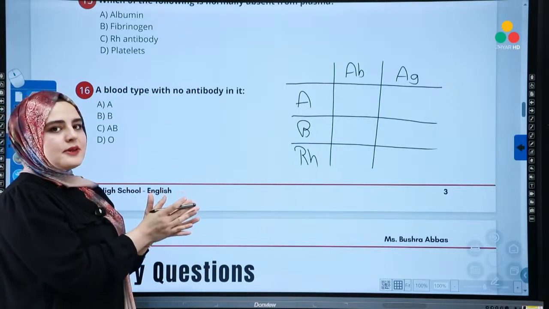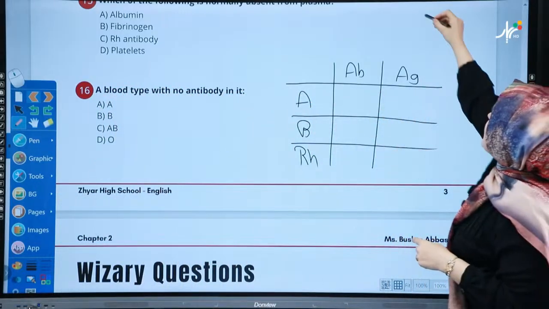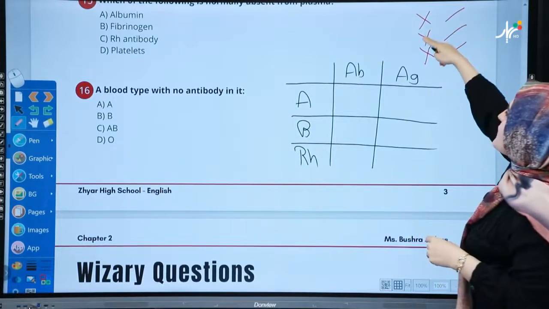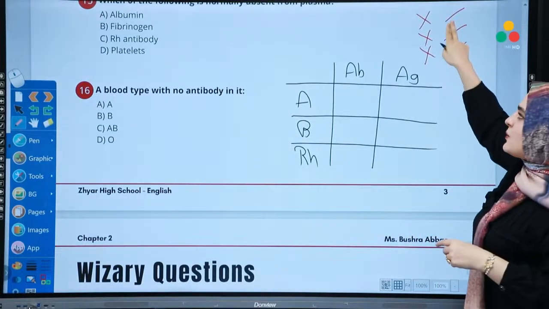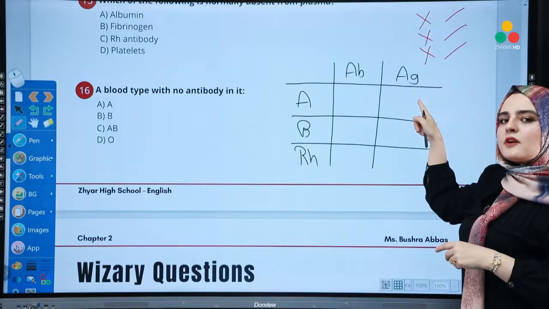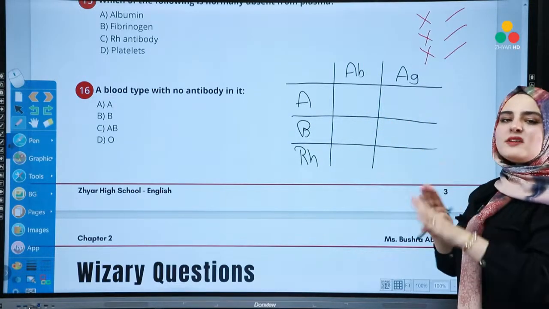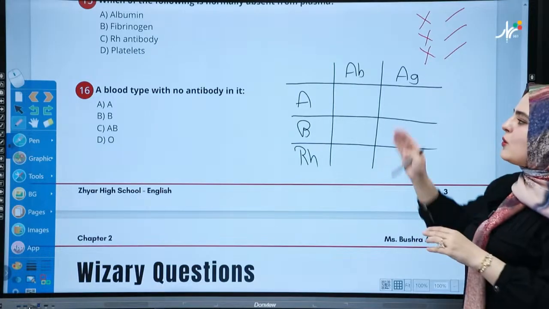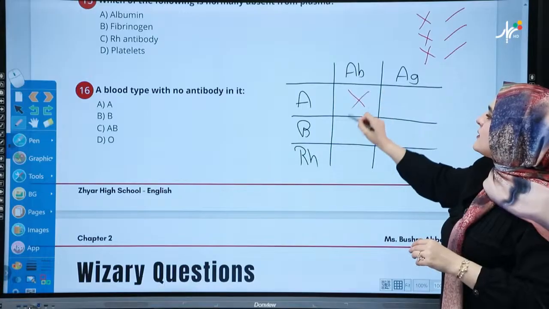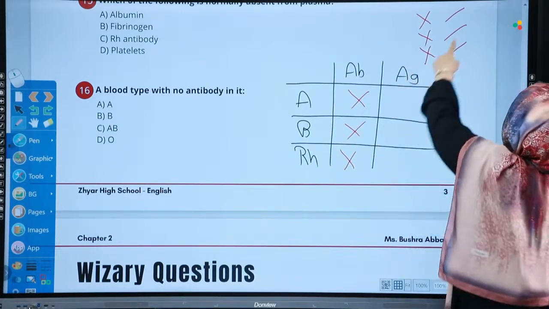So before I answer it, I have a rule for you. In order to fill in this, you could fill it with ticks or crosses. You have 3 of this and 3 of this. The rule is that if you use a tick here, you cannot use a cross here. Same goes for this side. Cross, tick, like that. They're always opposite of each other. So according to my question, if there's no antibody, it means all crossed. That leaves us with the ticks.